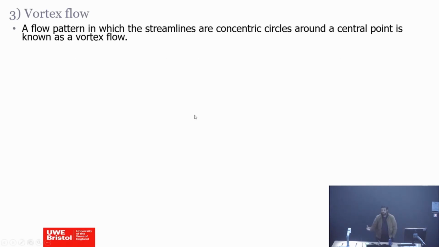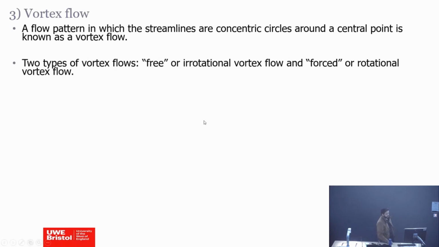Now, in fluid mechanics, there are usually two types of vortex flow. The first one is called a free or irrotational vortex. So what do we mean? According to what I've been saying so far, what do you think is an irrotational vortex flow in terms of fluid particles?